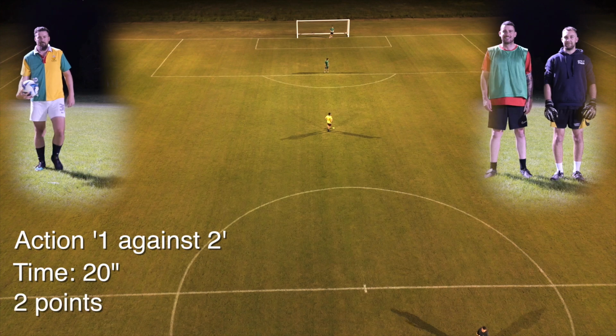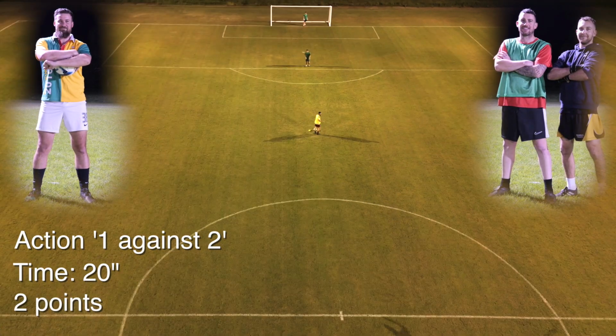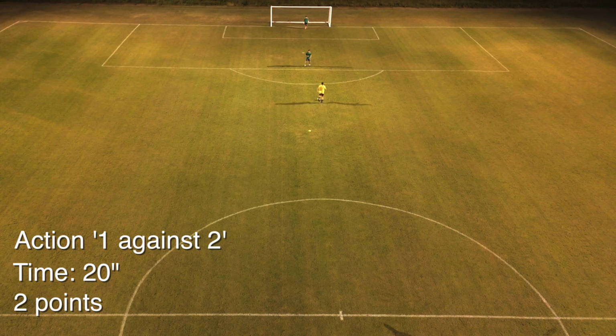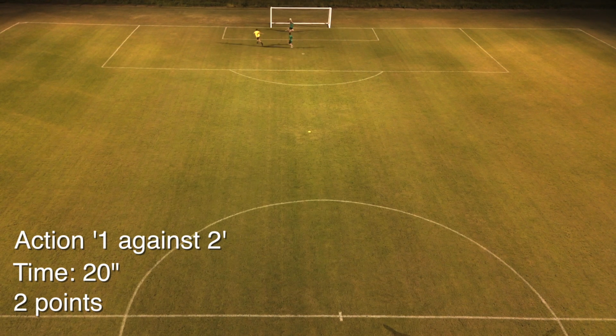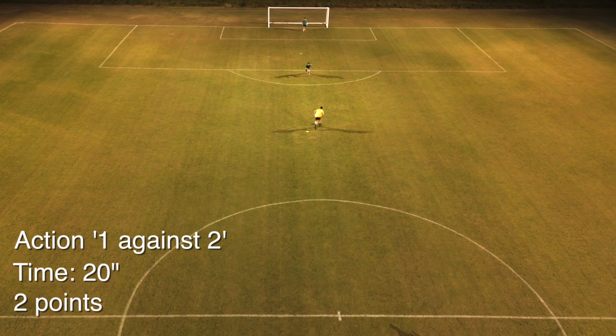1 against 2. One player from the attacking team and 2 from the defending team participate. When the attacking player starts the action, the defending players must be positioned inside their own penalty area. One of them is the goalkeeper and is not allowed to leave the penalty area. If the other defender chooses to leave the penalty area, he cannot re-enter it.